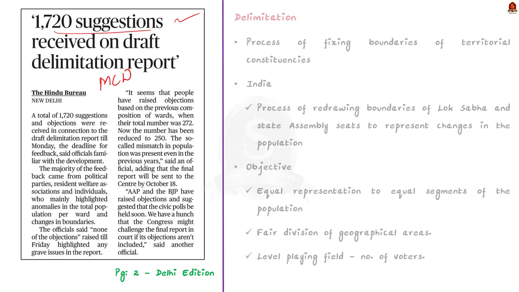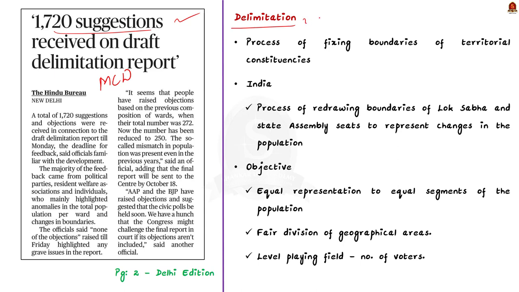First of all, what is delimitation? Delimitation is defined as the act or process of fixing boundaries or limits of territorial constituencies in a country having a legislative body. See, specifically in the Indian context, delimitation primarily means the process of redrawing boundaries of Lok Sabha and state assembly seats to represent changes in the population. Also know that election will be conducted only after this exercise.